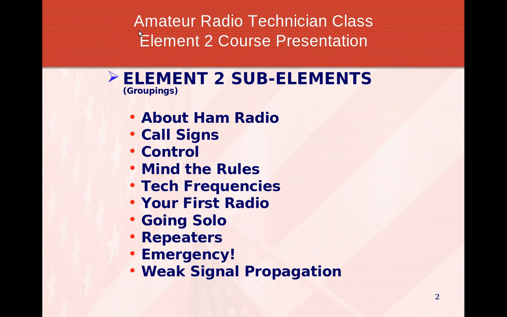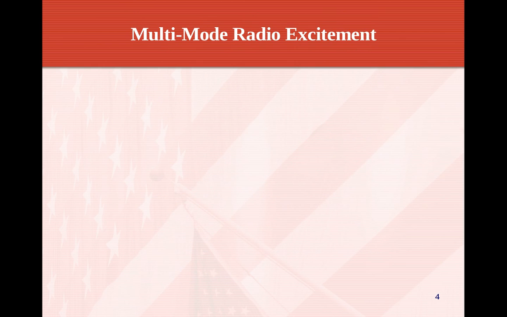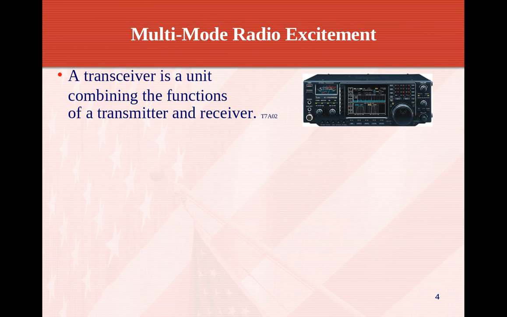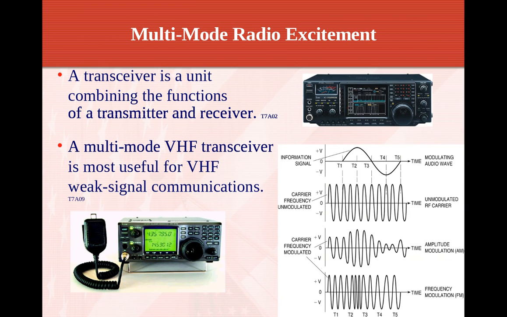Okay, there's the first 10 and we're up to section 13, multimode radio excitement. A transceiver is a unit combining the functions of a transmitter and receiver. Years ago you had a separate receiver and transmitter, and they combined them together, and they actually share some of the same circuitry inside. So it's a more compact unit than many years ago when we used to use 2 units instead of the single transceiver.